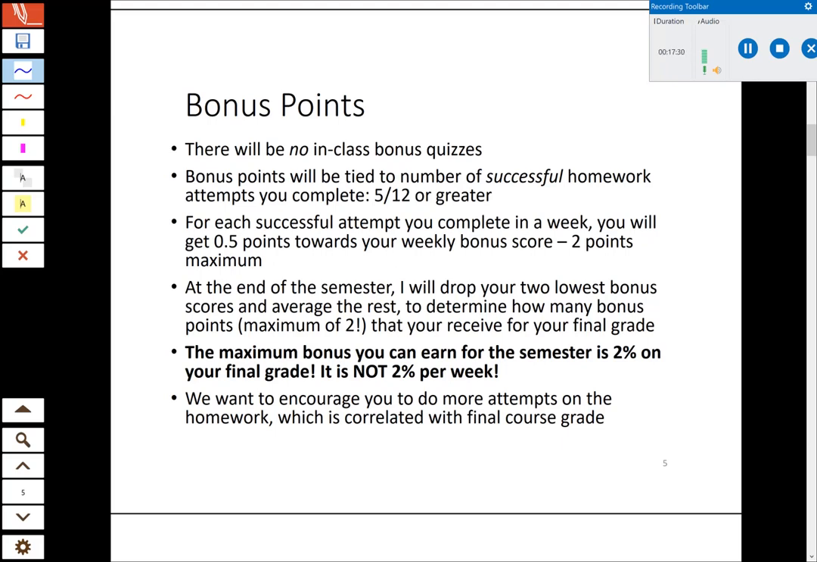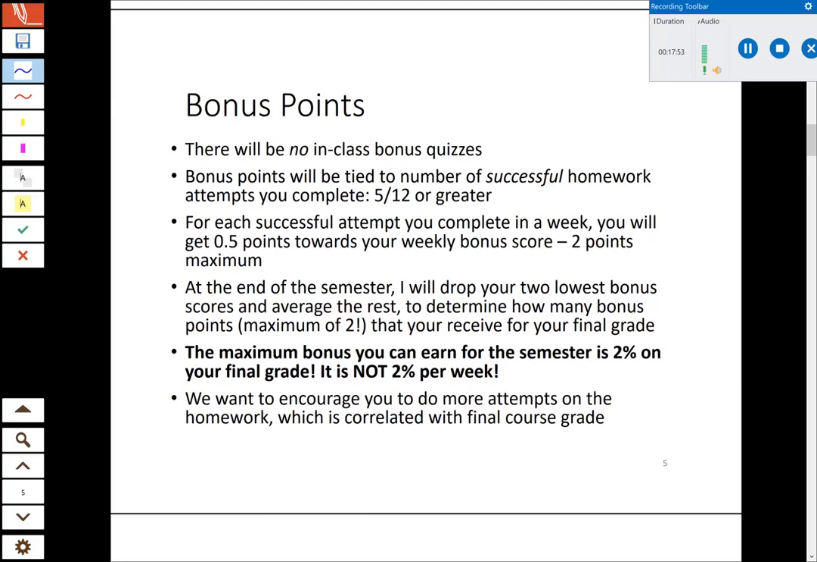And remember, that's going to be averaged at the end of the semester. It's not that you get 2 points per week, it's that you get up to 2 points each week. Then at the end of the semester, we average your weekly bonus scores to get a number out of 2. That's the number that we add to your final grade. So it's going to be no more than 2 at the end of the semester, but it's a culmination of the whole semester. And just like I do for the homework grades, I will drop your 2 lowest bonus scores.